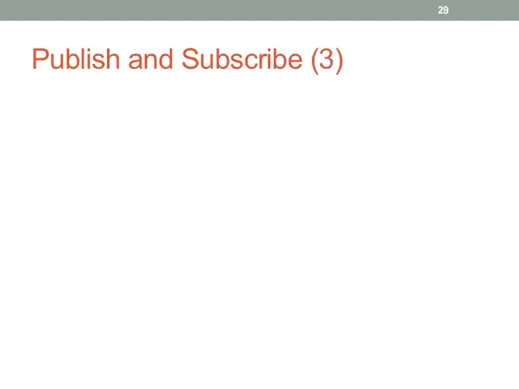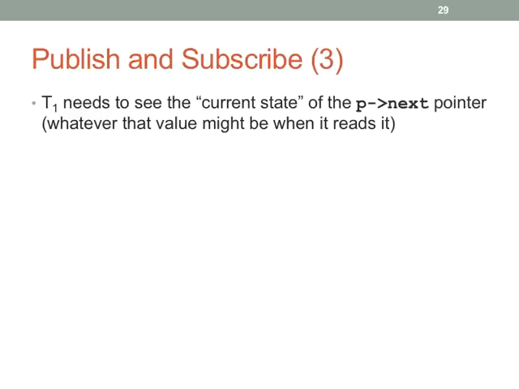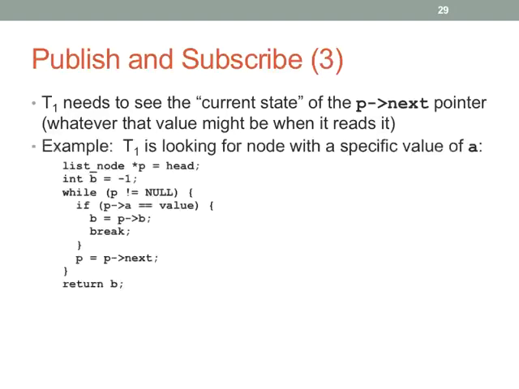So that's publishing. Now T1 needs to see whatever the current state is. Now do we care what the current state is? Not really, and you'll notice that this doesn't necessarily have the same consistency guarantees as databases do. We'll talk about that toward the end. But T1 just needs to see whatever the current state of the pointer is, and again, it needs to do that atomically, so it needs to see either the old value or the new value, and it shouldn't see anything intermediate. So this is what we had. We had T1 looking for a node with a specific value of A.